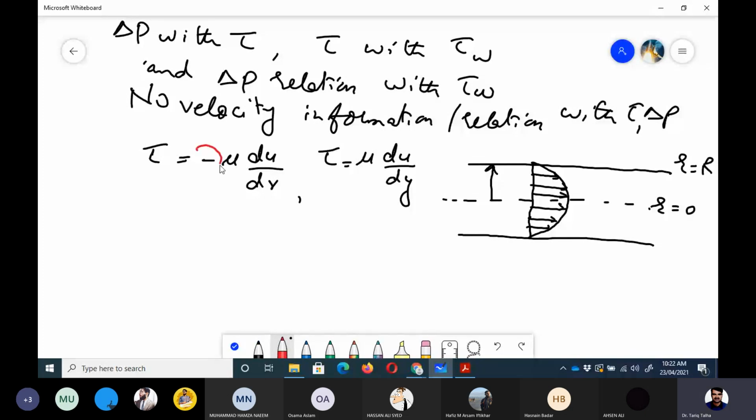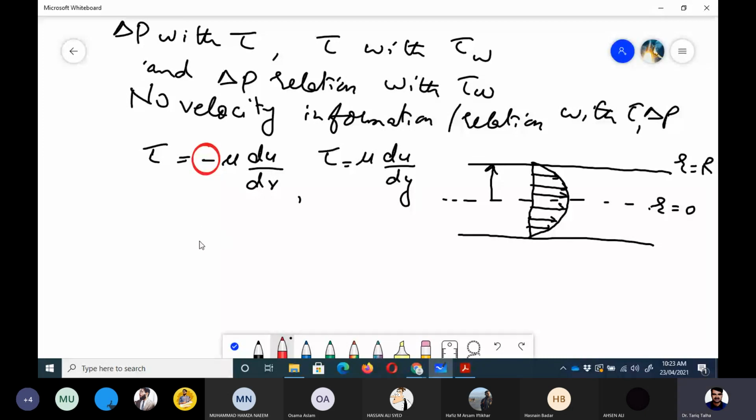So this minus sign is put here because du by dr would always be a negative value. At the center line there is a maximum value and then it reduces, so du by dr is always negative. We have put that minus sign to make sure that tau, which is the shear stress applied by this fluid element on this surface, is always in a positive x direction. That is because of the coordinate system we are using.